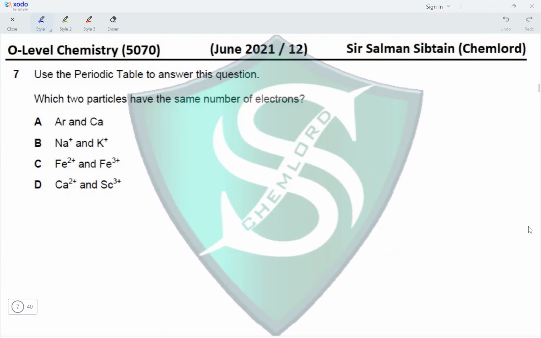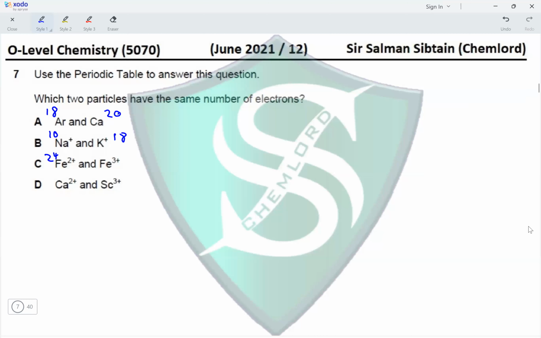Question 7. Use a periodic table to answer this question. Which two particles have the same number of electrons? So argon has a proton number of 18, calcium has a proton number of 20. The proton number is equal to the number of electrons, so this is different. Next, sodium. Sodium has a proton number of 11 and a charge of +1. So 11 minus 1 is 10. Potassium has a proton number of 19 and a positive 1 charge, so 19 minus 1, 18. These are also different. Next, Fe2+ is the ion of iron, which has a proton number of 26. So 26 minus 2 is 24.